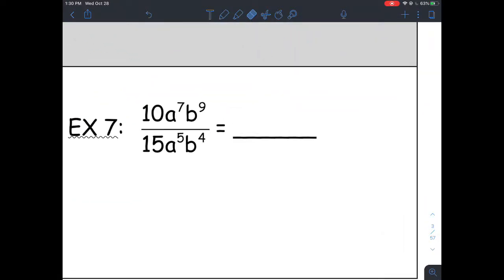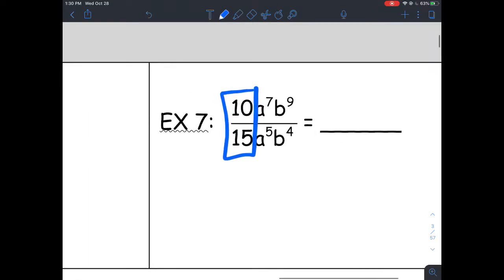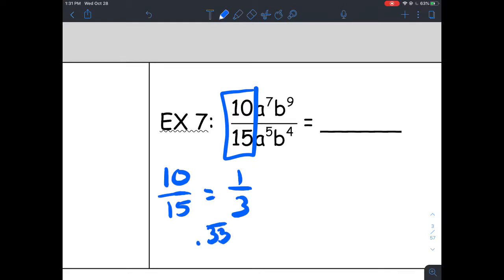Next one. Now keep in mind, before when we had coefficients, we would multiply them when we were multiplying. Here we're going to divide when we're dividing. So 10 divided by 15 is going to give us 1/3. You could get 0.33 repeating, but in these kinds of problems, I would leave them as fractions. So leave your answers as fractions.